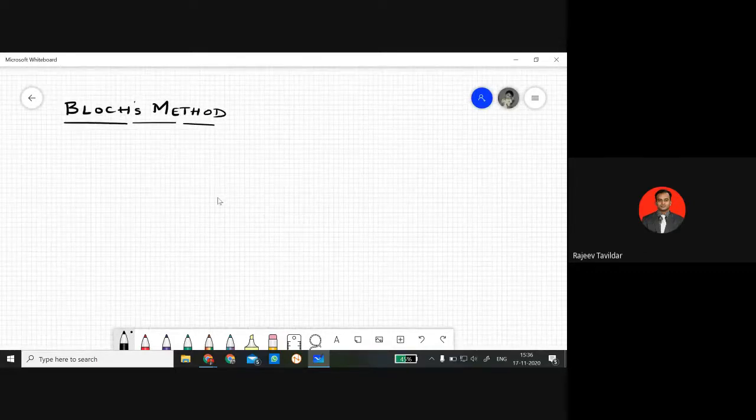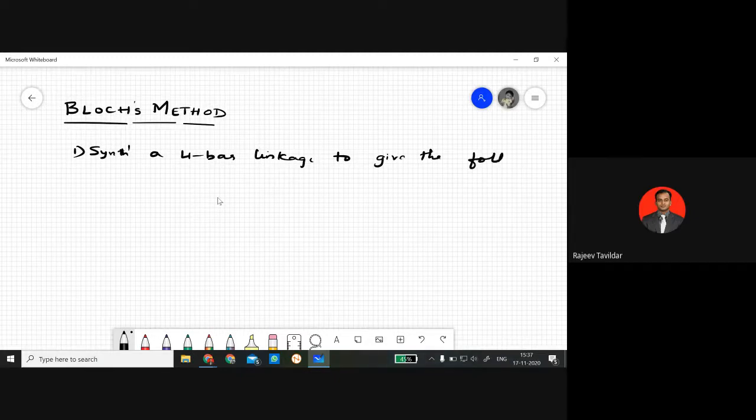So you can note down the problem. I'll dictate it, one line problem, then the remaining data I'll write down. Synthesize a 4-bar linkage to give the following values for the angular velocity and acceleration.